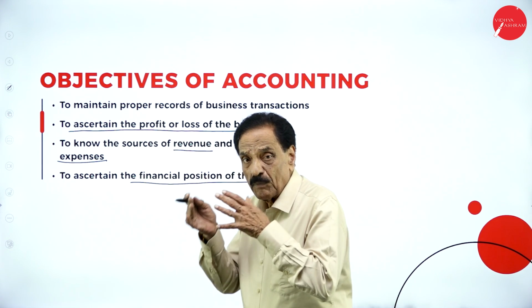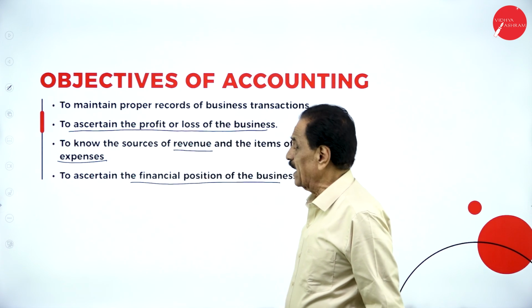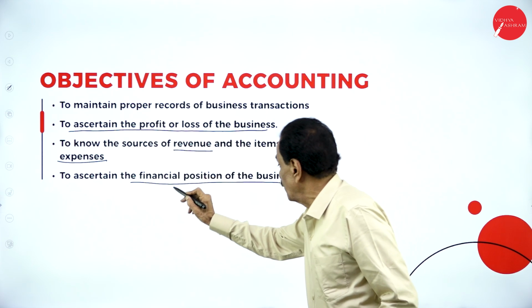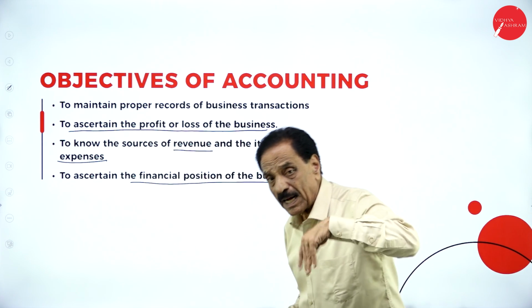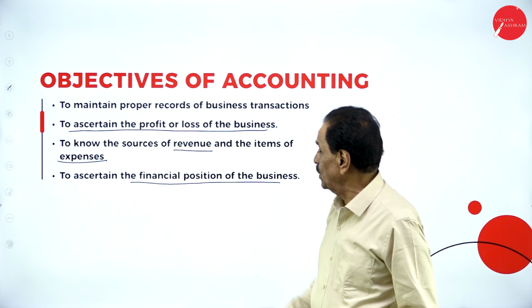To ascertain how much revenue you got and what expenses you incurred at the end of the year. We want to ascertain the financial position of the business: how much asset you are having, how much liability you have to pay. It shows the financial position.